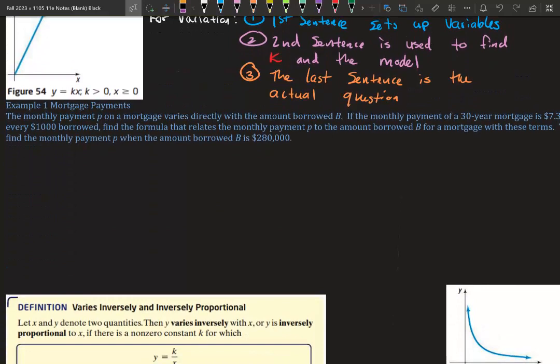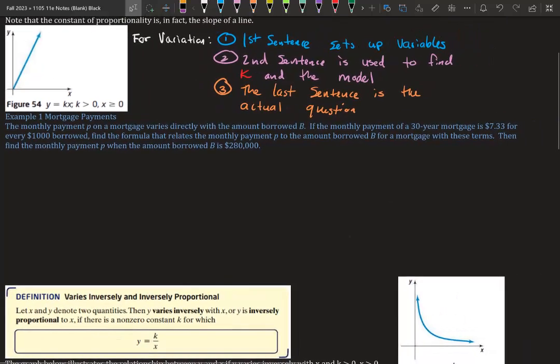Mortgage payments. The monthly payment P of a mortgage varies directly with the amount borrowed B. If the monthly payment of a 30-year mortgage is $7.33 for every $1,000 borrowed, find the formula that relates the monthly payment P to the amount borrowed B for a mortgage with these terms. Then find the monthly payment P when the amount borrowed is $280,000.